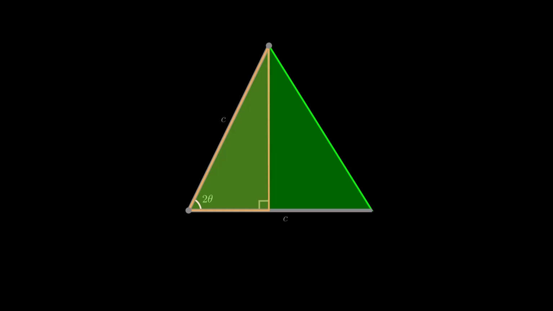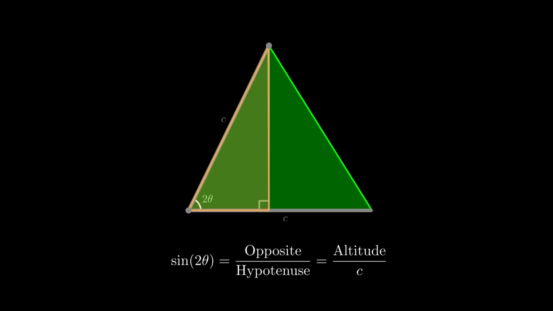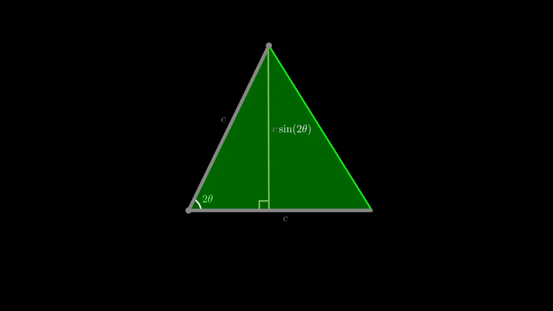Here, we want to know about the side opposite from the 2 theta angle, and we know about the hypotenuse, so we'll want to use the ratio between the opposite side and the hypotenuse. That ends up being what we call sine. So, if sine of 2 theta is our altitude divided by c, then the altitude is c times sine of 2 theta. Now, using area equals 1/2 base times height again, here we have that the area is 1/2 times c squared times sine of 2 theta.